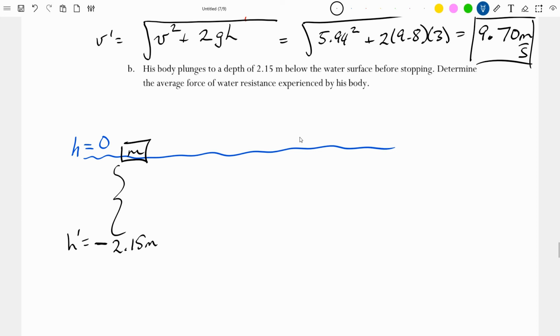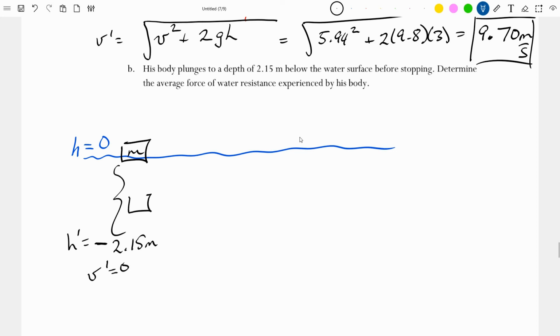Before stopping, so v prime equal to 0. And just to be clear, from part A to part B, I've reset my primes. I'm now considering this to be the initial configuration, and this is the final configuration. I could have done that in more ways than one. I could have kept my prime here and called this a double prime, but it is what it is. It's fine. Okay, plunges 2.15 meters below the surface before stopping. Determine the average force that the water exerted on him.